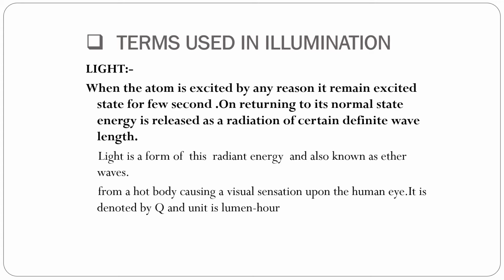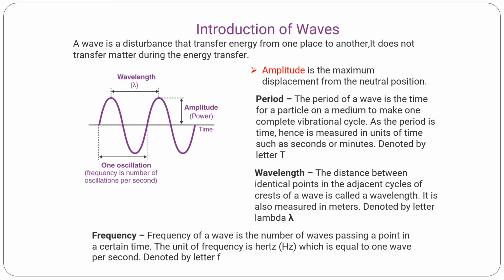So what is light? Light is the form of radiated energy released from the atoms, also known as ether waves, from a hot body, causing a visual sensation upon the human eye. It is denoted by Q and its unit is lumen-hour.